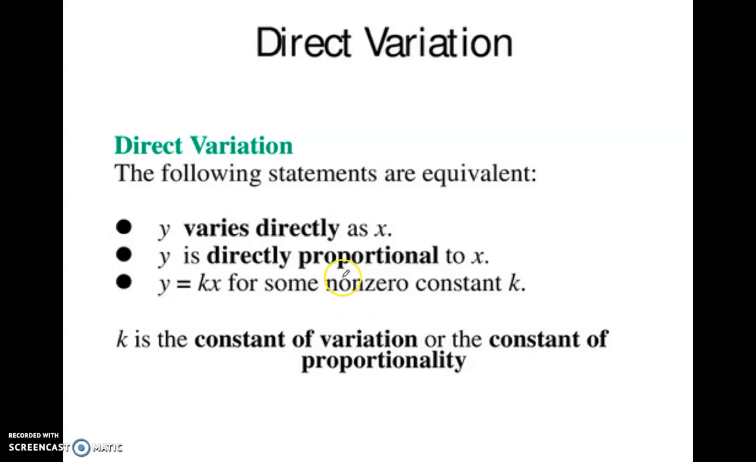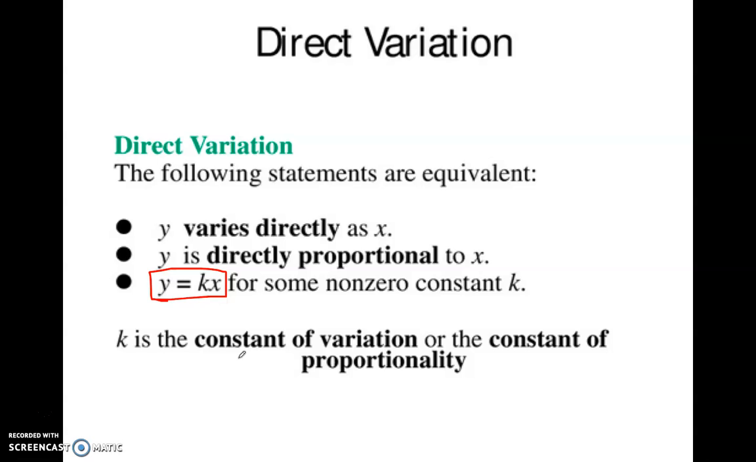Here is what you really need to know. You'll see these two statements: y varies directly as x, or y is directly proportional to x. They mean the same thing. When you see that, you are going to write this right here. That is something you have to be very cognizant of. When you have a direct variation statement, you are going to write y equals kx. The y and the x are variables. The k is some constant.